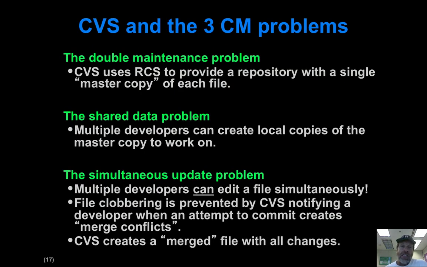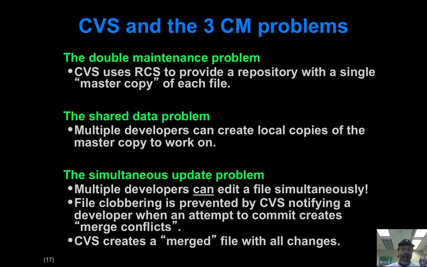So let's look at how CVS solves the three CM problems. The double maintenance problem is solved because CVS uses a centralized repository that has the master copy of each file in it. Even though local developers have their own copies of the files, they aren't really viewed as permanent parts of the system until they're committed. We deal with the shared data problem because multiple developers can create local copies and they can check out the entire system. There's no locking.